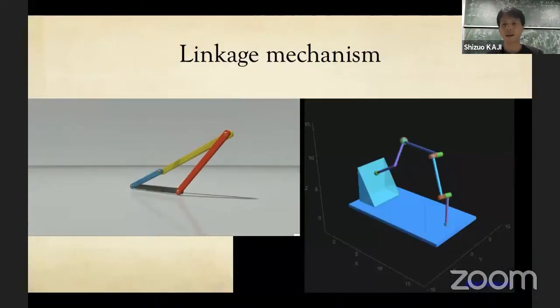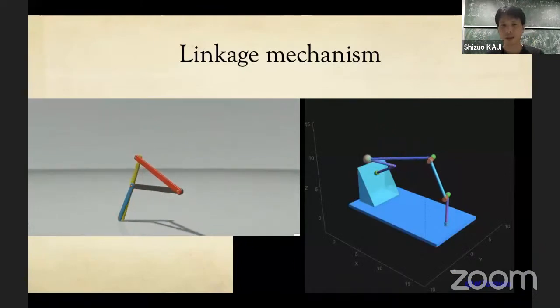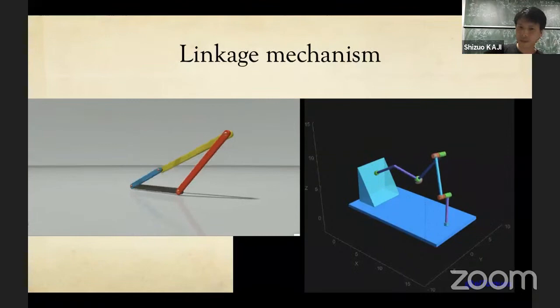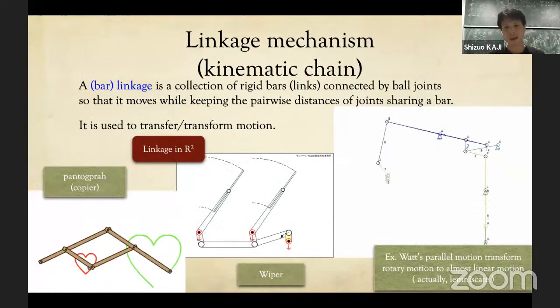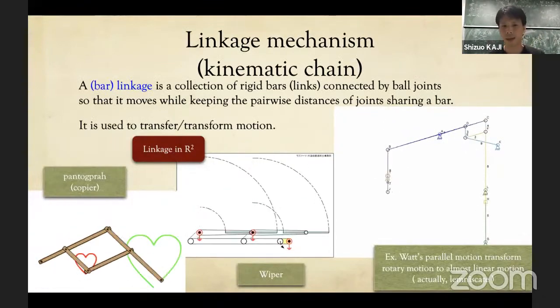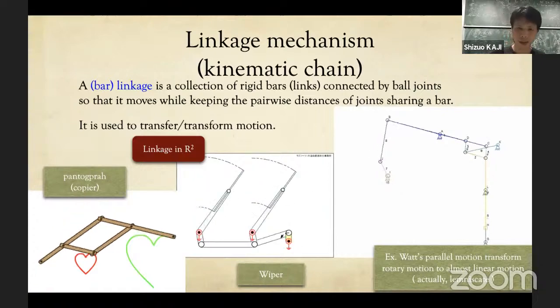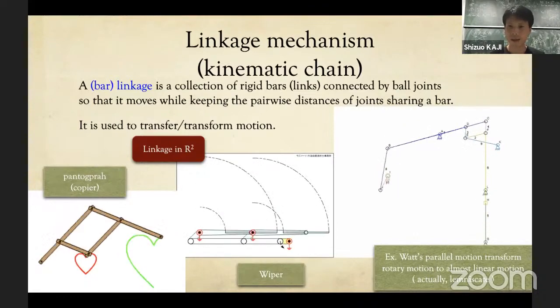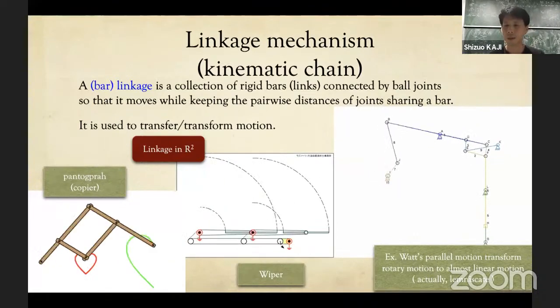Okay, today's topic is linkage mechanism. This is something between applied mathematics and pure mathematics. Okay, what is linkage? Linkage is a collection of rigid bars connected by so-called ball joints.